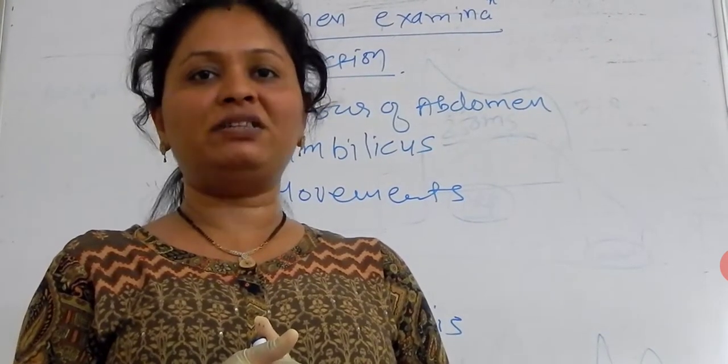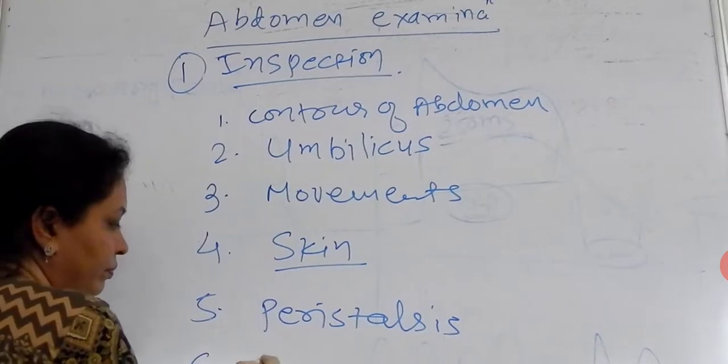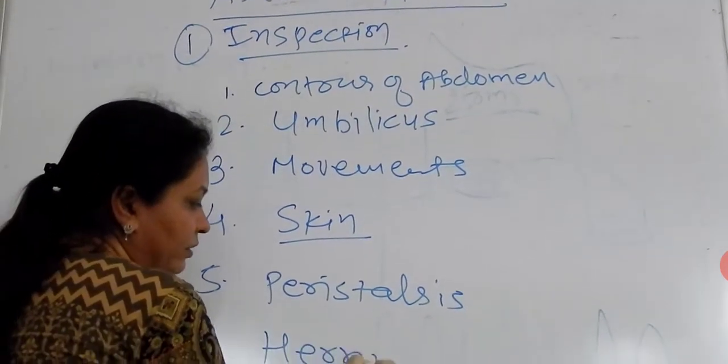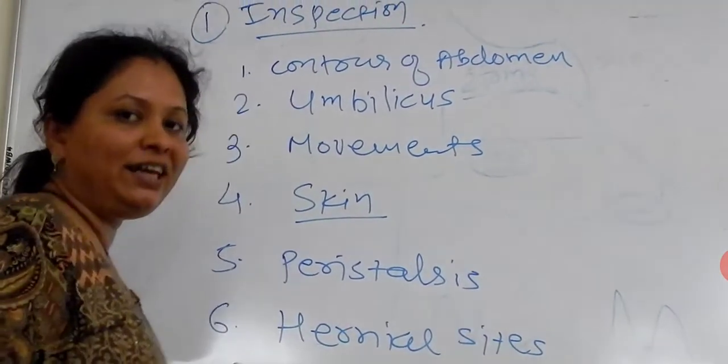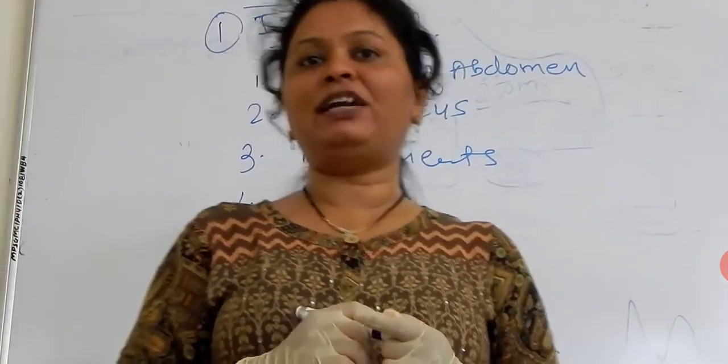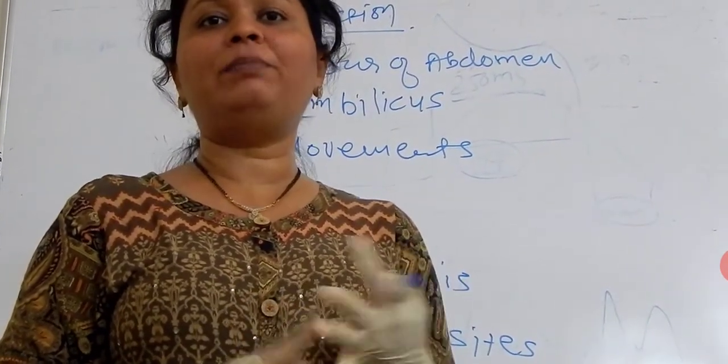A visible peristalsis. Hernia site. What is hernia? That you very well know from the anatomy. So femoral hernia, inguinal hernia, umbilical hernia.